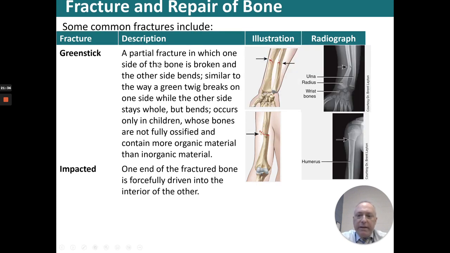Okay, greenstick fractures are partial fractures in which one side of the bone is broken, but the other side is not. It's maybe bent a little bit. This is common in children. And there's also impacted fracture, when the bone is forced to the interior. This one actually happened right on the surgical neck of the humerus. It's called the surgical neck because it is the most frequently broken portion of the humerus.